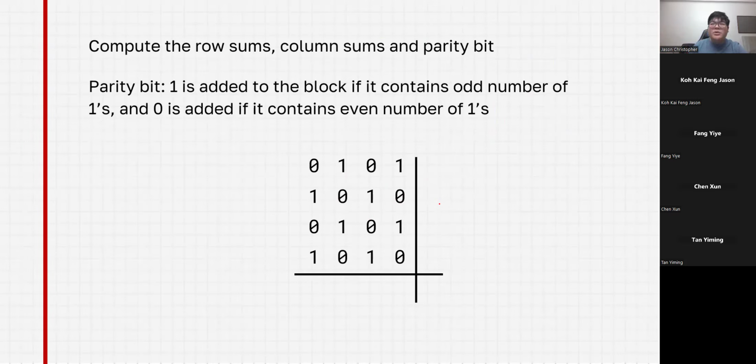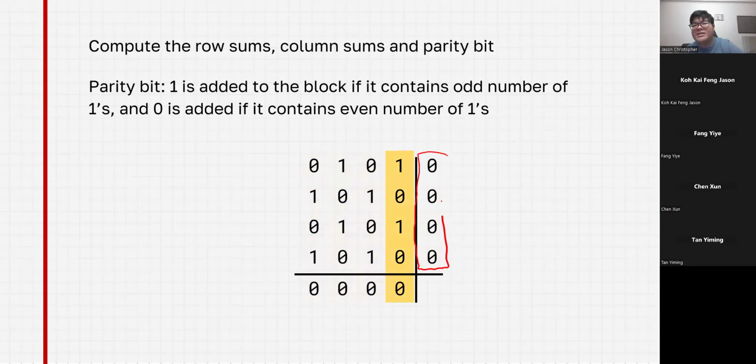Okay, so let's check the row. Here, the first row, 0, 1, 0, 1. This is already even, so we put 0. This is also even. So all the row parity will be 0 here. Column parity 0, 0, 0, 0 gives us the corner value. On this row parity column, all of them are zeros, so there are 0 ones. Thus, this is even already, so we don't need to do anything. So we just put 0.